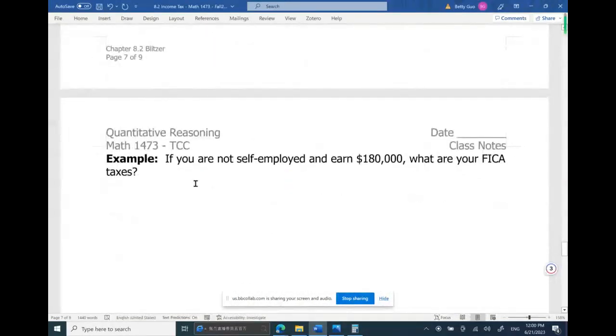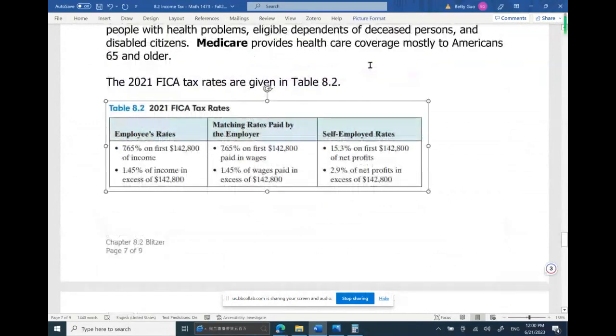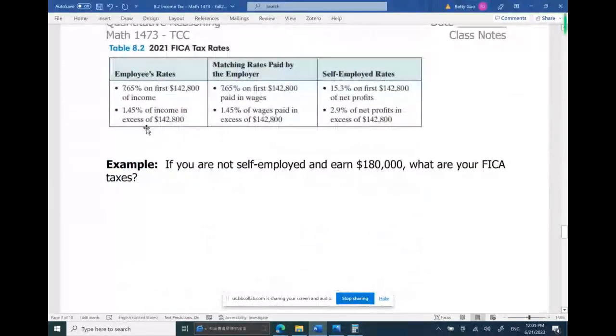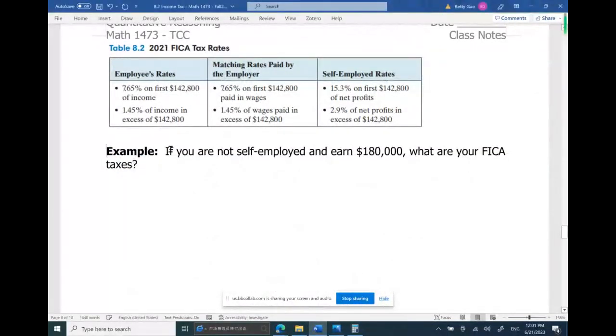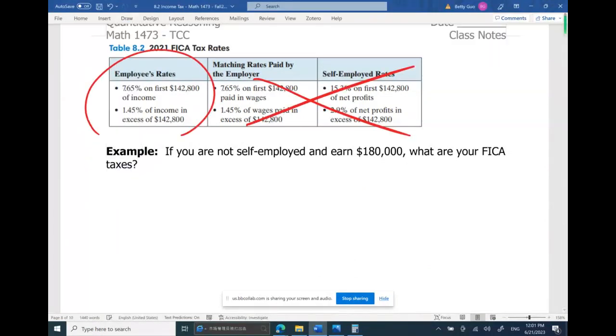Let's apply the table by solving this example. If you are not self-employed, I'm going to get this table to the next page, then we can look at the whole thing. If you are not self-employed, then you look at the first column only. You don't have to worry about the others. If you are not self-employed and earned this much money, what is that? That is your gross income.